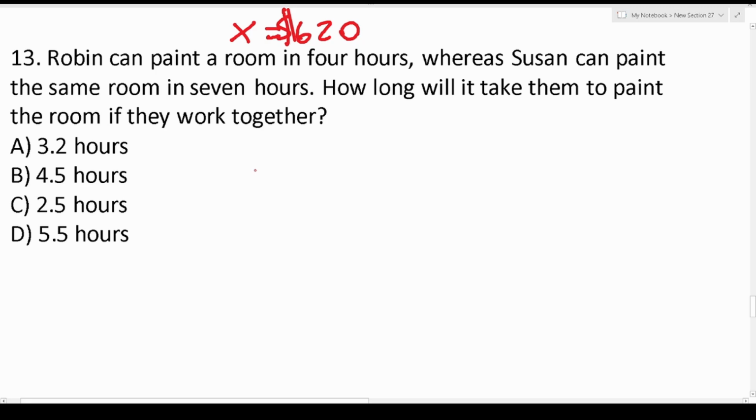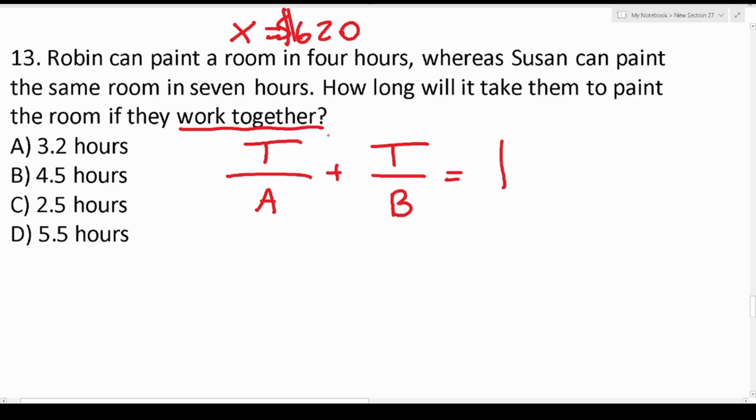In that video, I mentioned that you should be familiar with a generic formula that you can use to solve combined rate problems. That is T over A plus T over B equals 1, where T refers to the amount of time it takes the people working together to complete one task. A refers to the time it takes one person to complete the task by themselves, and B refers to the time it takes the other person to complete the task by themselves.